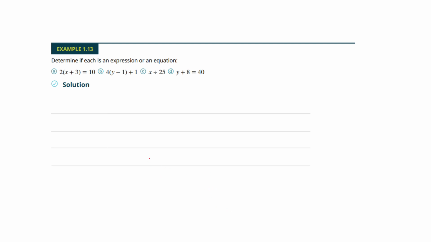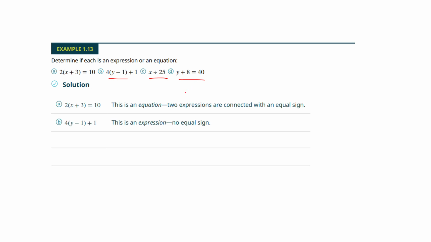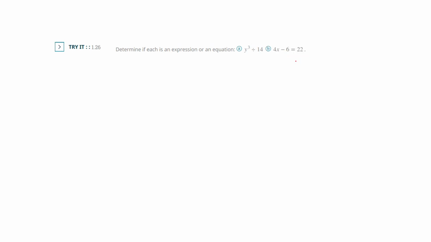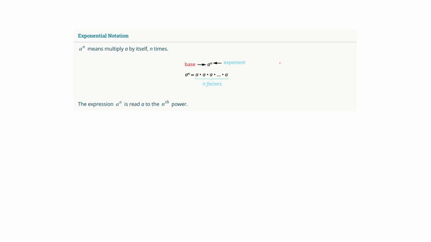Okay, so first here they're just asking us if it's an expression or an equation. So A has an equal sign, so it's an equation. B is just an expression. There's no equal sign. There's no equal sign in C. There is in D. Okay, so I've got an equal, so this is an equation. There's no equal in B, just an expression. Okay, again, expression, equation.